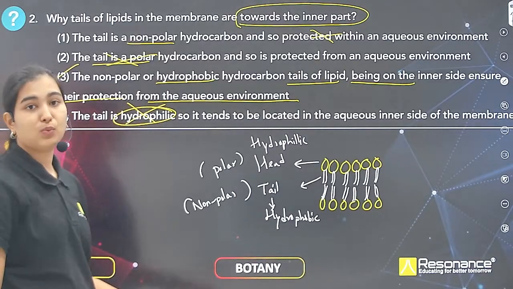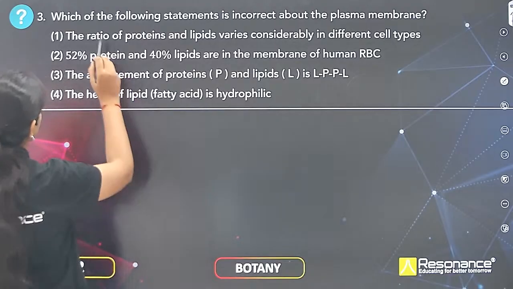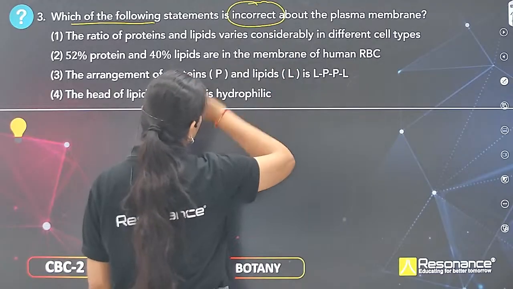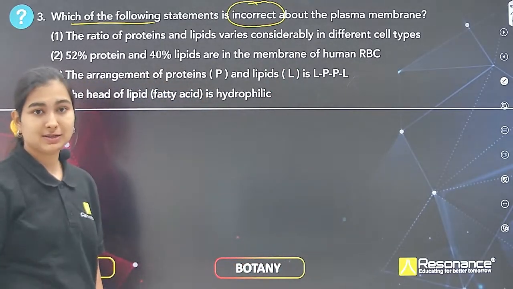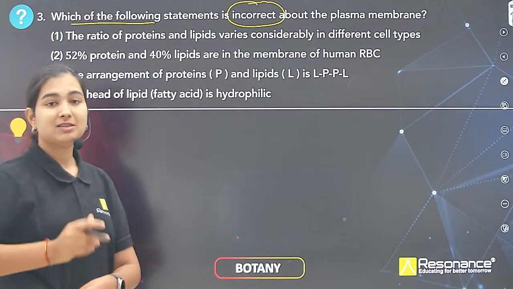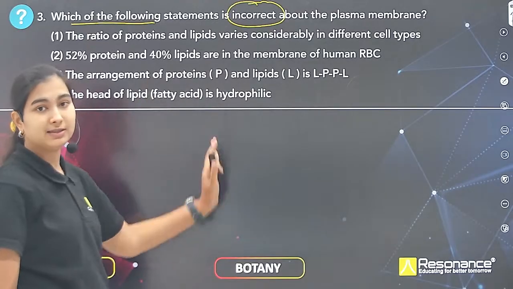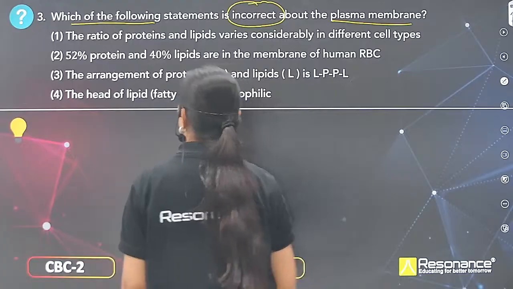Now let us move on to the next question. In the question they are asking which of the following statements is incorrect. So you should be very careful about what they are asking, not correct or incorrect. If you miss even a little one, you will be marking this wrong. So here it is incorrect about the plasma membrane.